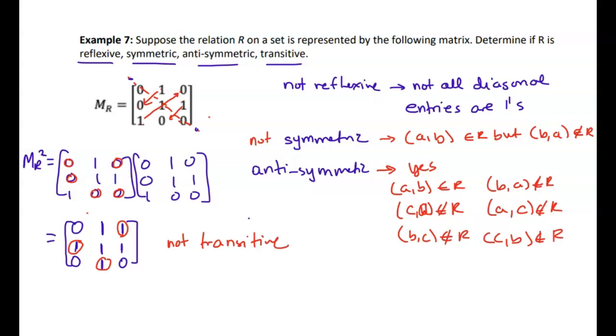All right, there you go, we're done. So here we can check all the properties by looking at the matrix. This is really, really useful. You can check this by hand or with a program a lot quicker than if you have all the coordinate points, all the elements of the relation, listed. So this is really useful.